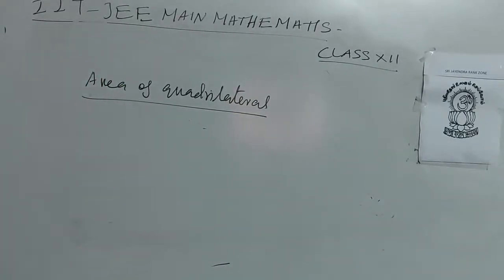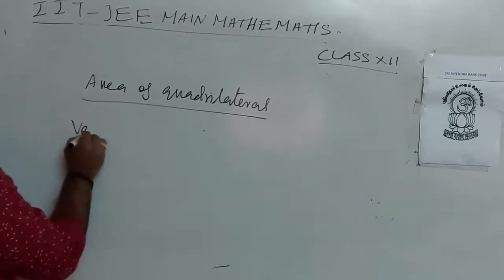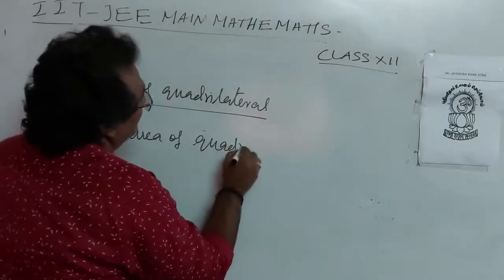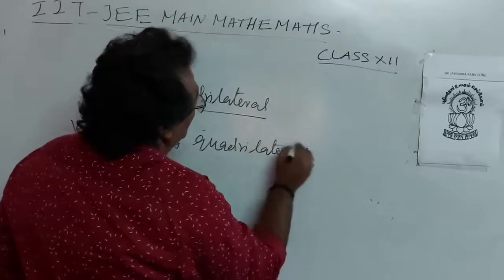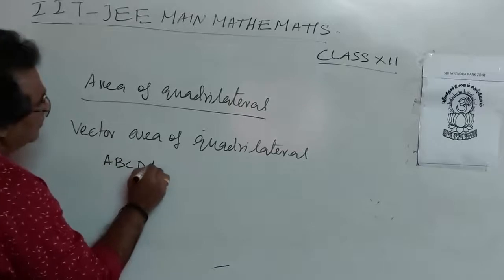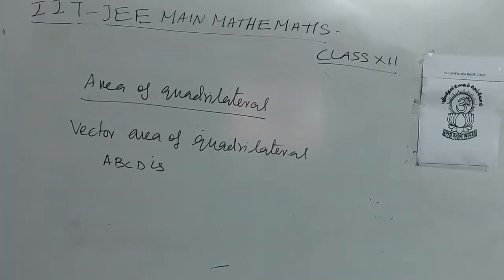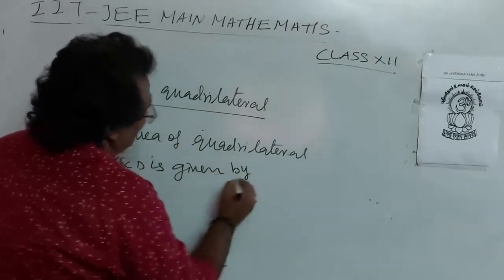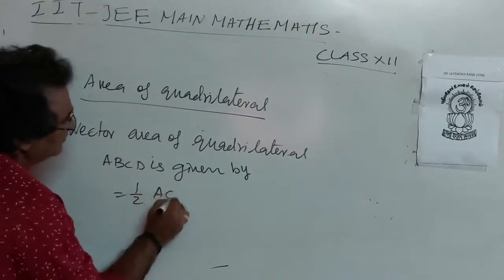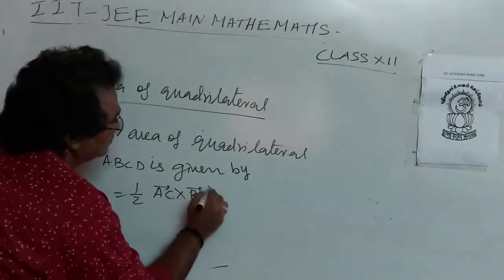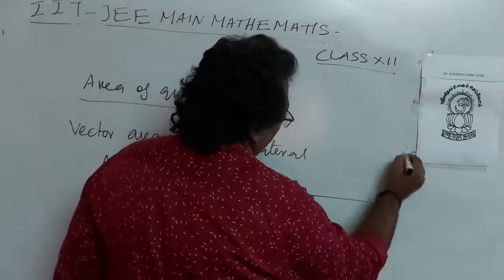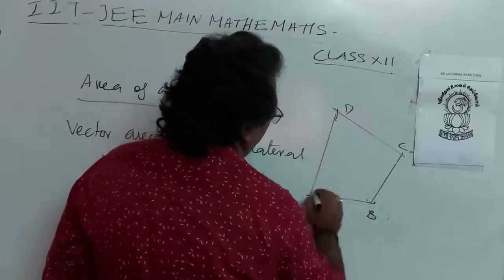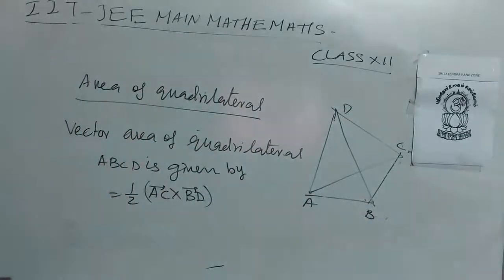Area of quadrilateral. Vector area of quadrilateral ABCD is given by half into AC vector cross BD vector.